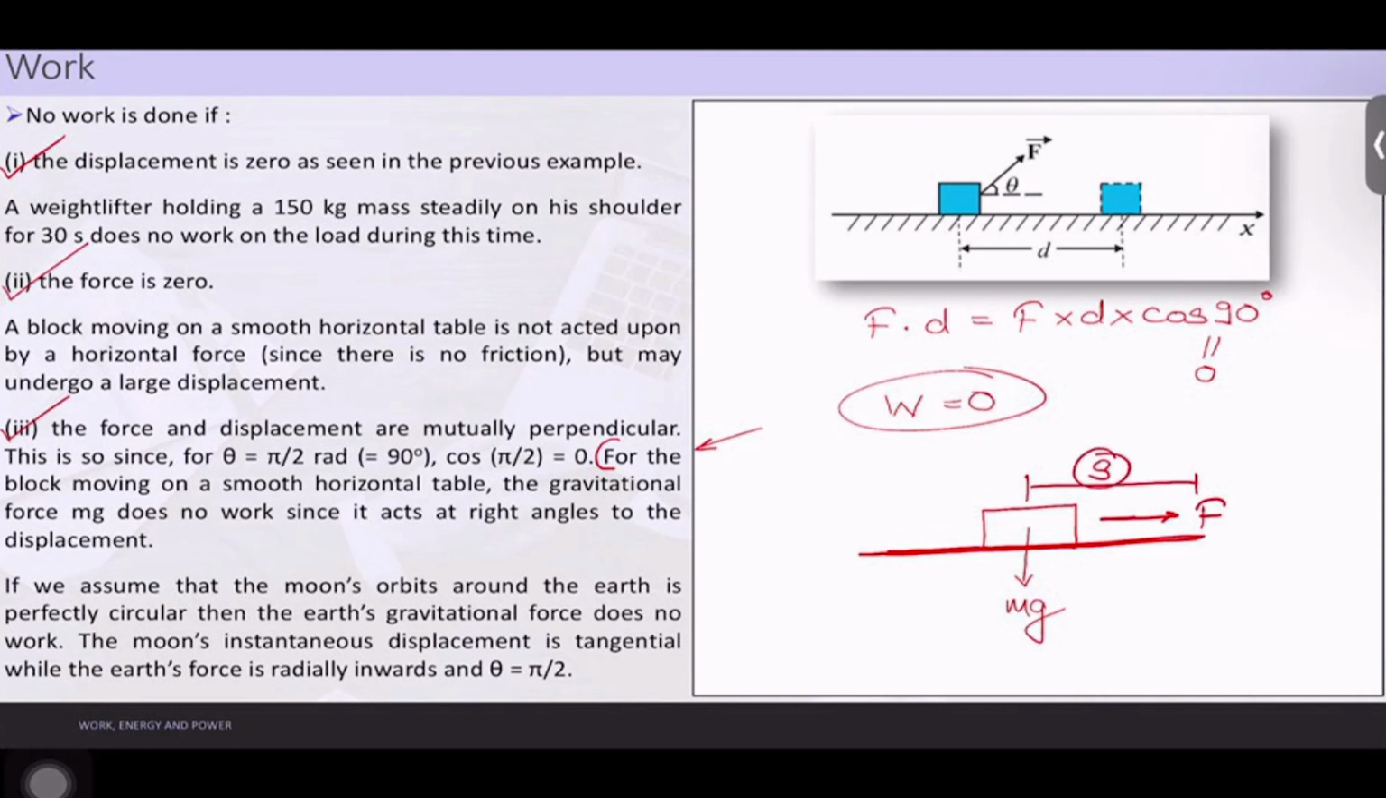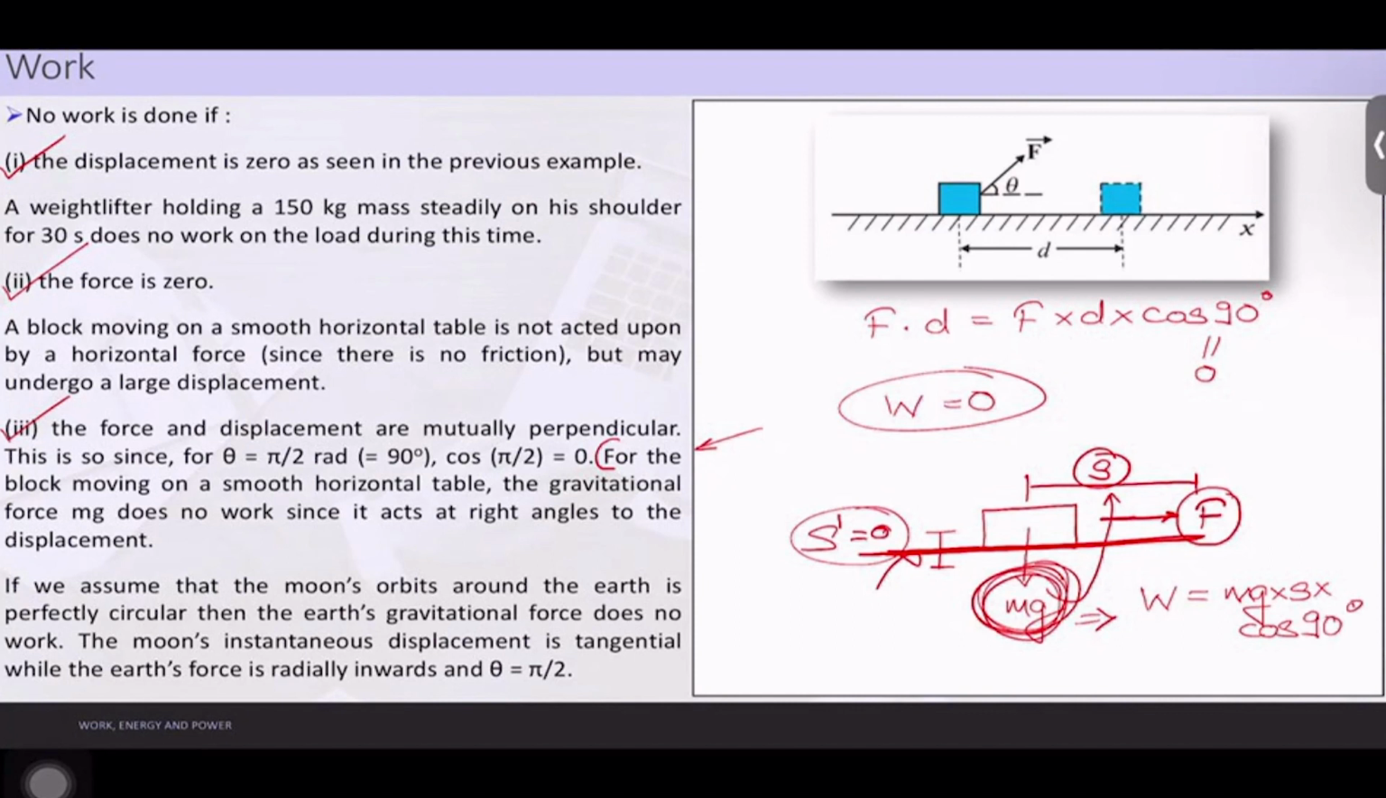Basically, because the displacement in this direction is 0, we can say that this mg force has nothing to do with this displacement. So if you try to find out the work done here, it will be equal to mg into the displacement into cos of 90 degrees. Correct, because the displacement is perpendicular to the force, and hence this will be equal to 0.